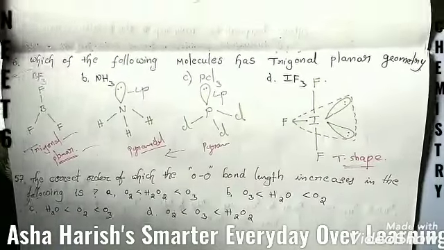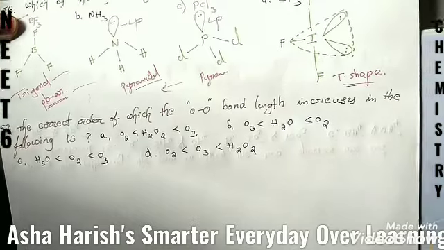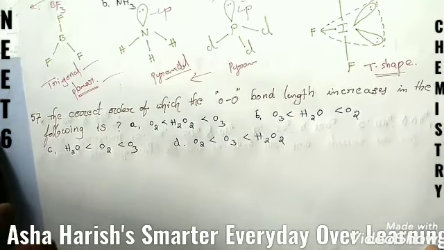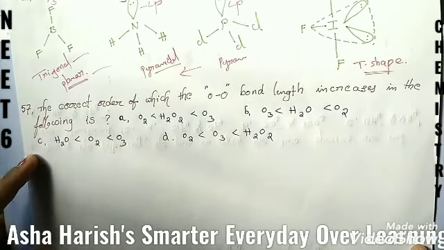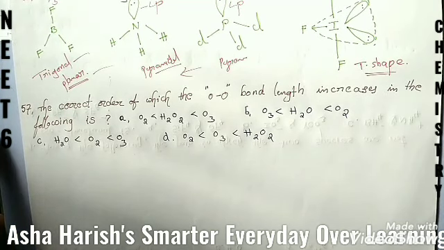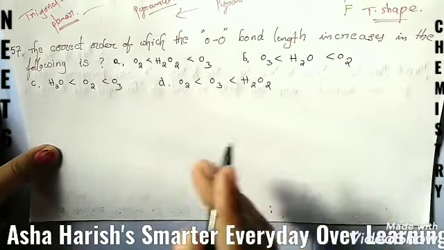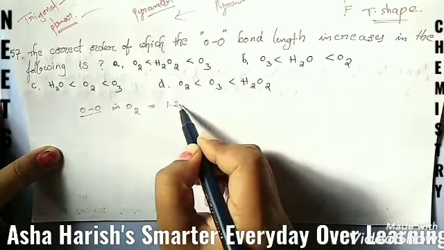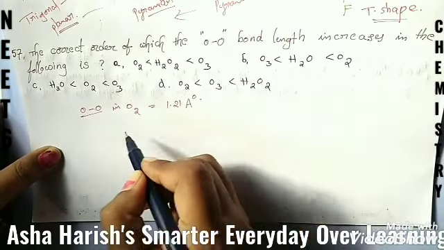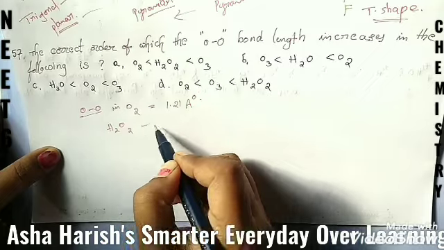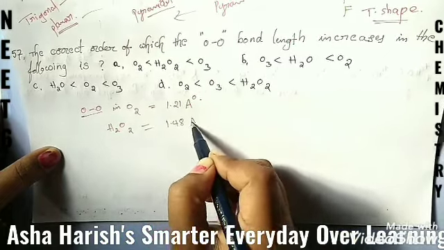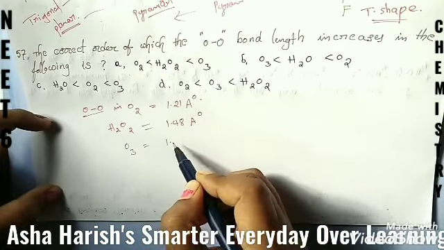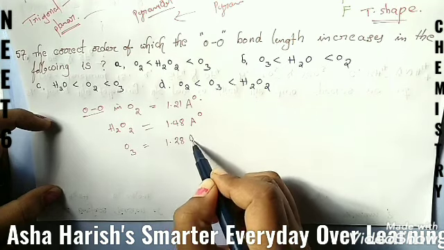Question number 57. The correct order in which the O-O bond length increases in the following is. Here some options they have given. Let us see which one is the correct one. The bond length of oxygen in the O2 molecule is 1.21 angstroms, and in H2O2, hydrogen peroxide, is 1.48 angstroms. And students, next, in the O3 molecule, the bond length is 1.28 angstroms.